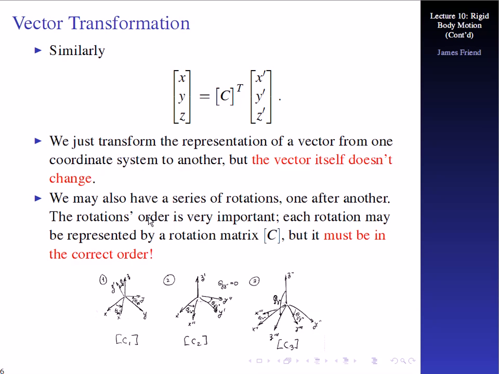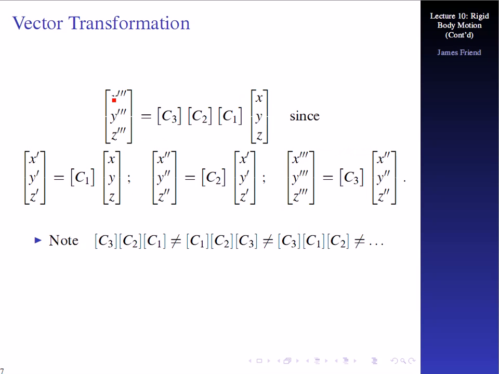We also have a series of rotations, one after another. The rotation's order is very important. Each rotation may be represented by a rotation matrix C, but it has to be in the correct order. If you change the order, you change the configuration of the final system. So for example, let's say we go from one rotation, second rotation, third rotation. First we rotate it, we do some sort of rotation, and we do another rotation, then after that we do a third rotation. So for example, X triple prime, well that's C3, C2, C1 of X prime. They're nested together like this. So we've rotated once, rotated the second time, rotated a third time.